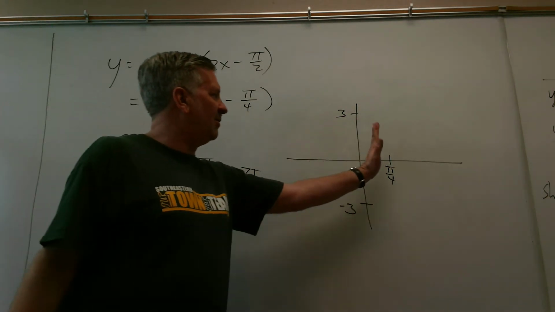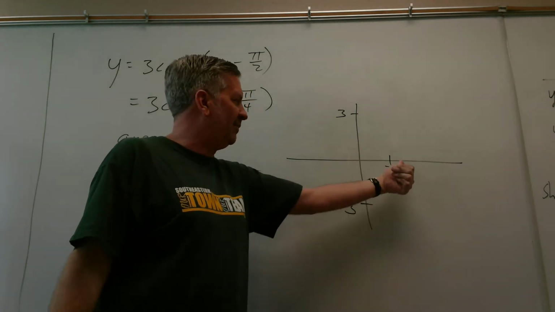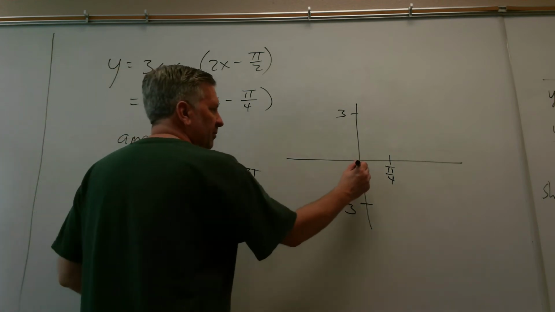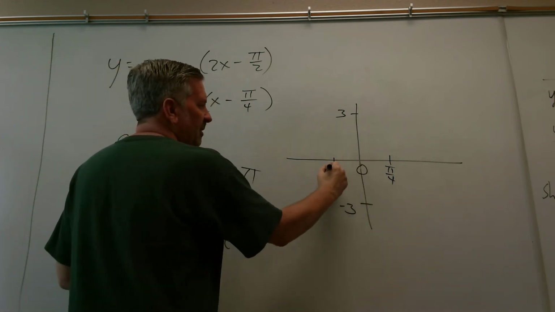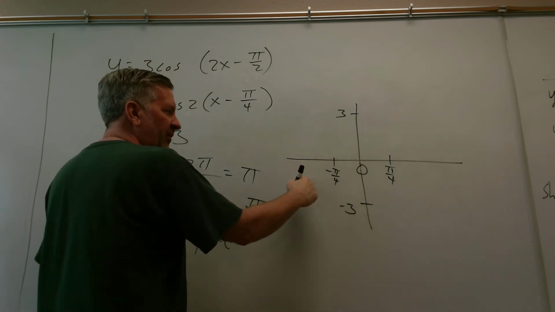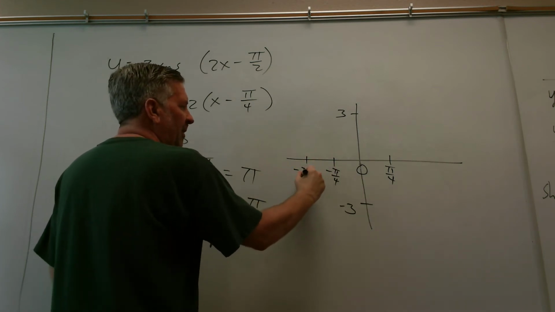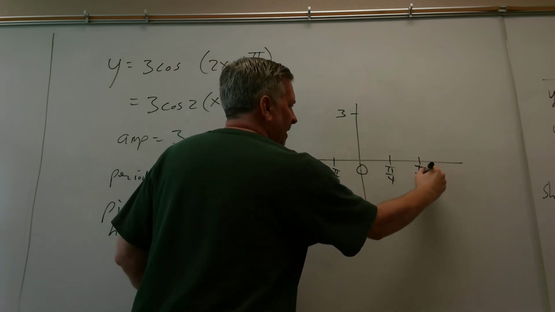From here, I'm going to add or subtract pieces. Again, the pieces and the shift are the same, so if I subtract a piece, subtract pi over 4 from pi over 4, you're at 0. I'll just keep going to the left. Subtract another piece, you're at minus pi over 4. If I subtract another pi over 4 from minus pi over 4, you're at minus 2 pi over 4, or minus pi over 2. And if I go back to the right and add a piece, you're at pi over 2.